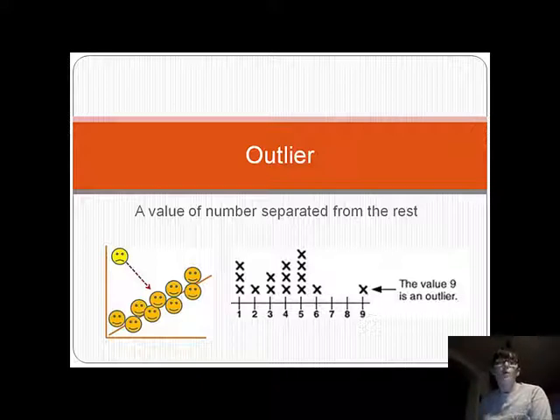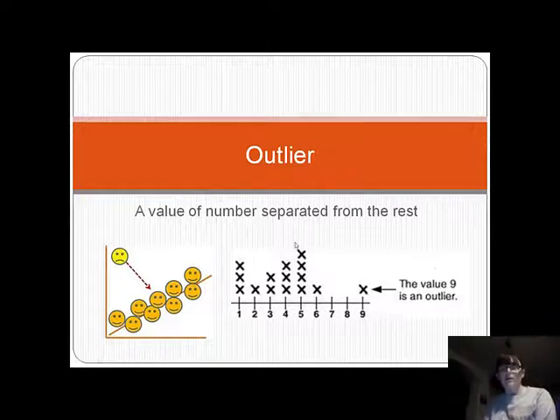So the one vocabulary word that you need to know besides range, which we learned about last time, is an outlier. An outlier is a value or number separated from the rest. You'll see over here, this poor little sad face is very far away from all the happy faces that are right there on that graph line. So he is considered an outlier.